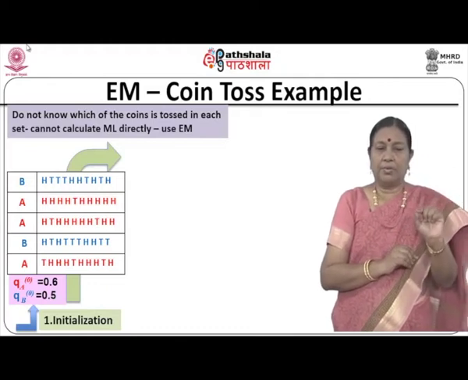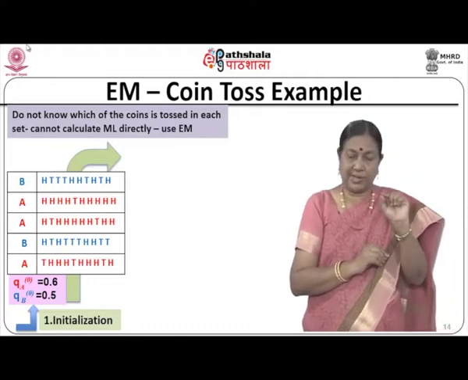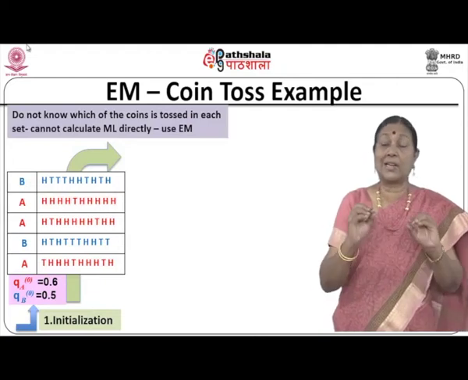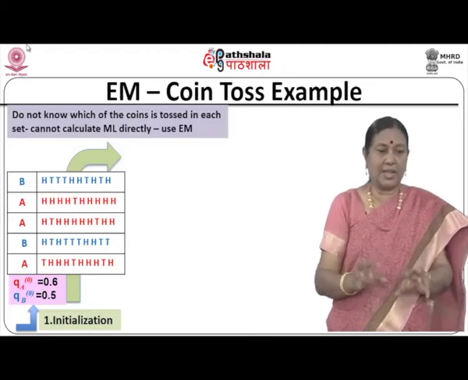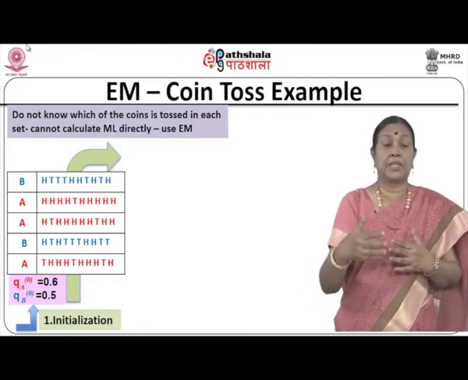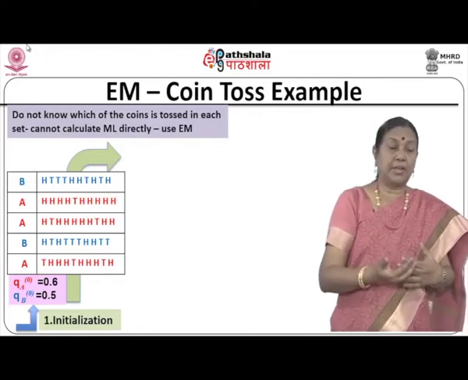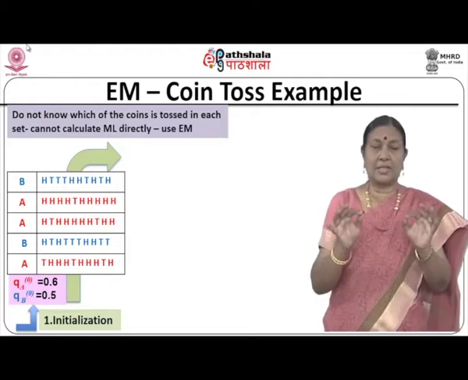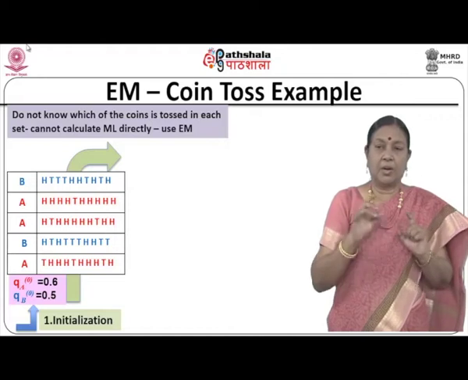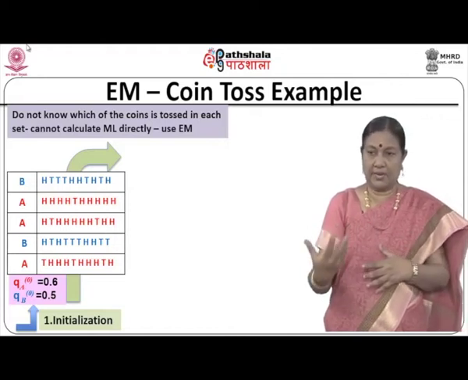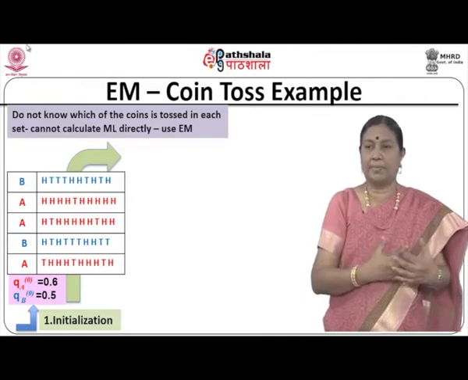So, now at the first iteration, during initialization, we are assuming QA and QB, just an assumption. We are assuming that the probability of heads for the red coin is 0.6, and for the blue coin is 0.5. This is not calculated, this is just a guess. As we run this EM algorithm, we will come to a convergence, and that final value is the ML estimate.